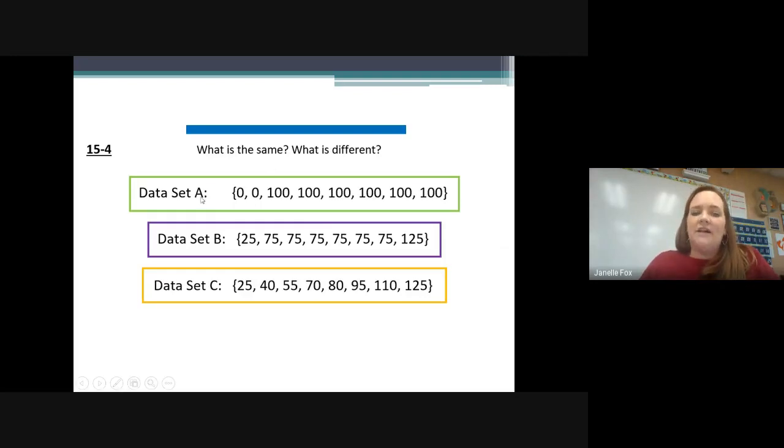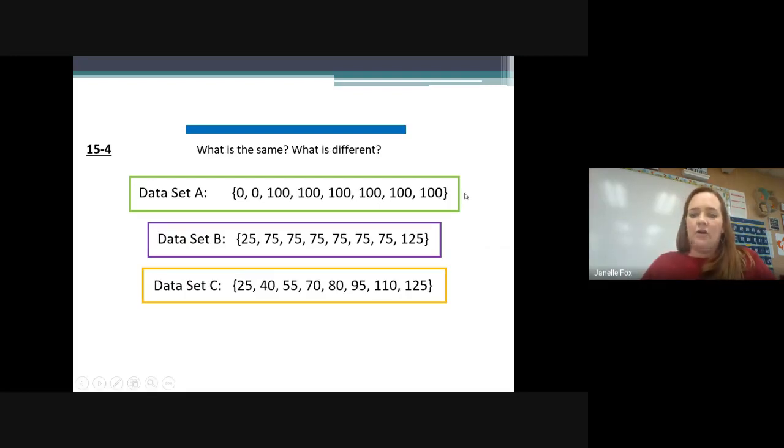I was thinking to myself that maybe on data set A, what's different is there's a lot of repeating numbers in data set A and data set B and data set C. I see none of the data repeats. When I look at the numbers from data set A, B, and C, the range on all three of them, I don't know if you guys saw this or not, was 100 on all of them.